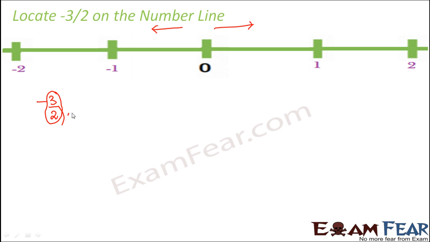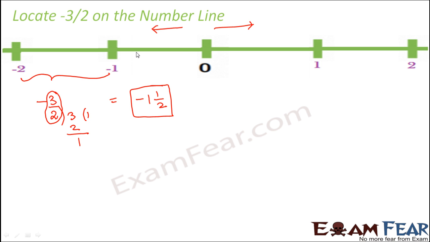So what do you get? You see that minus 3 by 2 is nothing but minus 1 and 1 by 2. Looking at this, you can see that it is greater than 1, but less than 2. Therefore, where does it lie? It lies between minus 1 and minus 2 because it is negative, right? So it lies somewhere between these two. Now where exactly between these two?